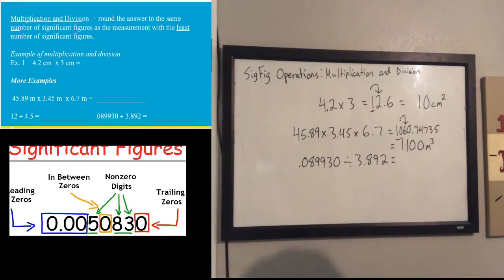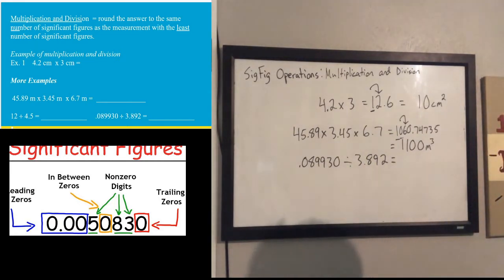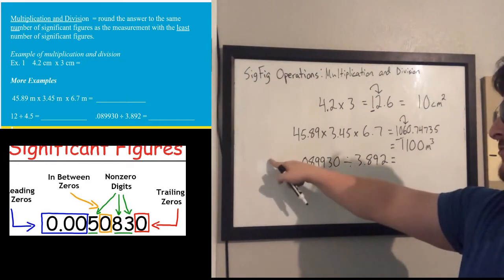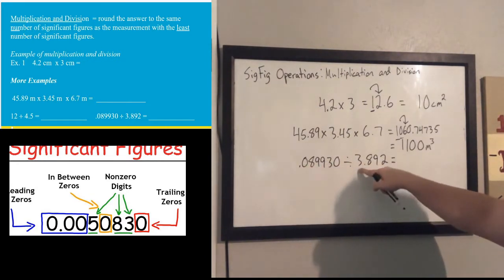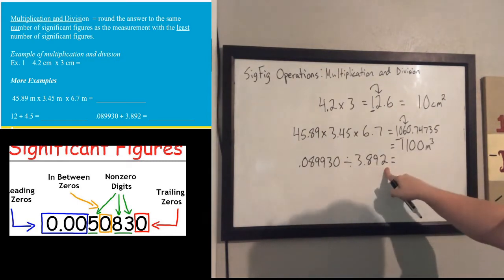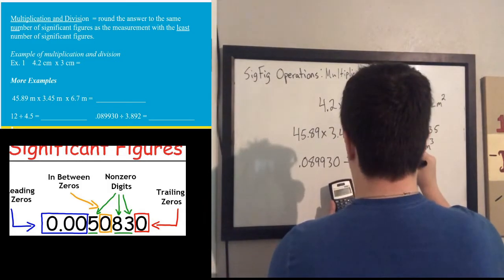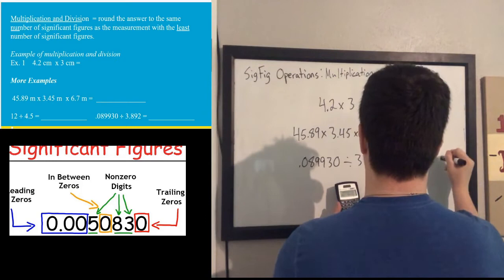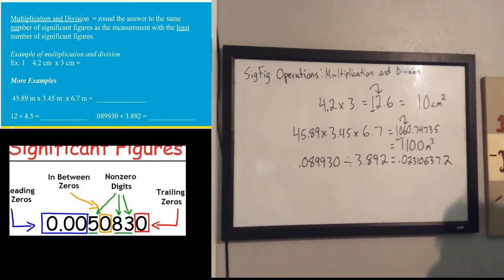In our final example here that is in our notes, 0.089930 divided by 3.892, we have, don't mistake this 0 as significant. It's present, so we're coming in from the left. We only have 1, 2, 3, 4, 5 significant figures divided by 1, 2, 3, 4 sig figs. So our answer is going to have 4. And so the unrounded number we get here is 0.023106372. Lots of decimals here, but we can only round it to 4 sig figs.